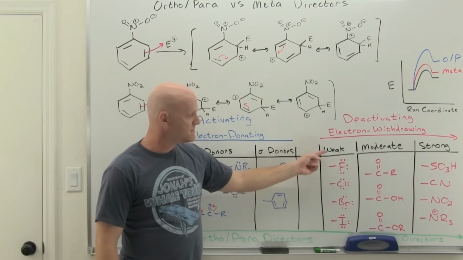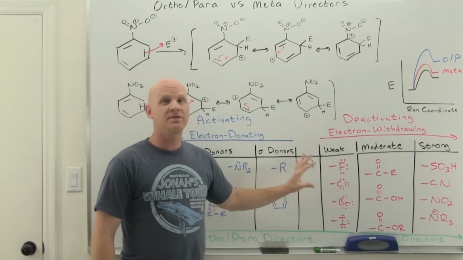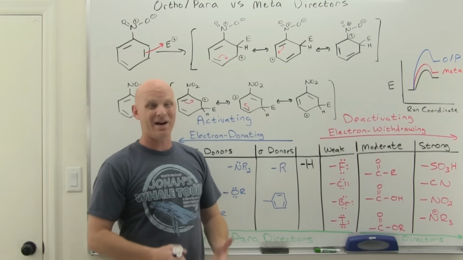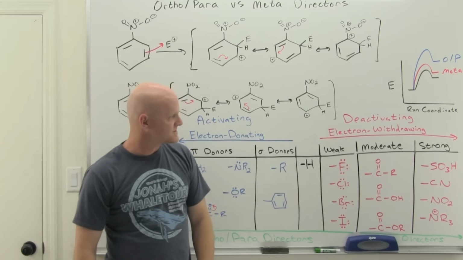Cool. Again, halogens are the big exceptions. Again, it deactivates all positions, but it deactivates the meta more than it actually deactivates the Ortho-Para. So keep in mind, they're the big exceptions.